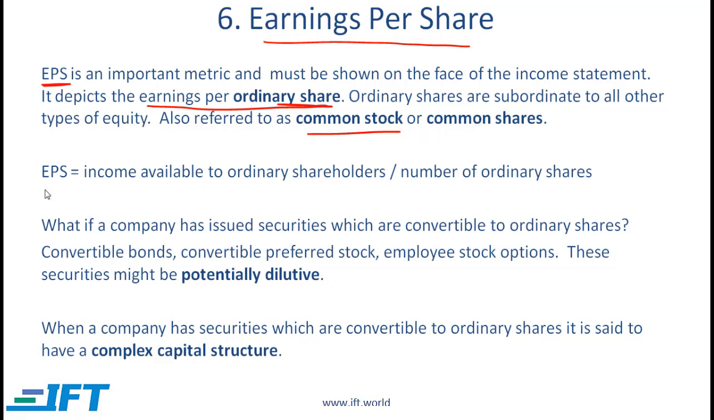In terms of a simple formula, we can say that EPS is equal to the income available to ordinary shareholders divided by the number of ordinary shares. What if a company has issued securities which are convertible to ordinary shares? Examples of such securities would be convertible bonds.